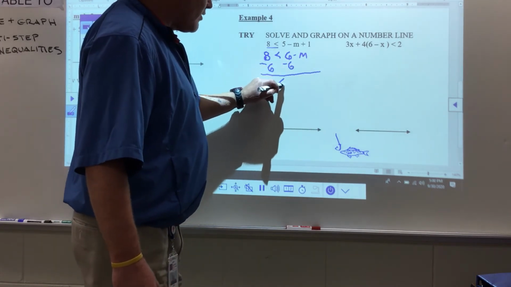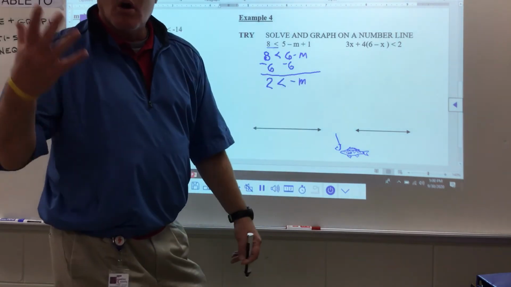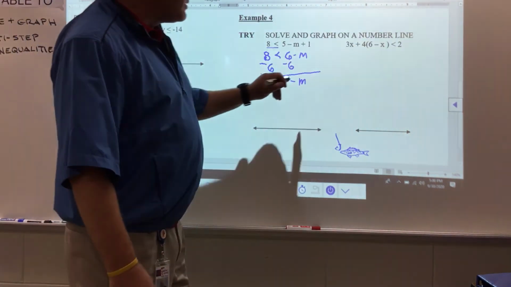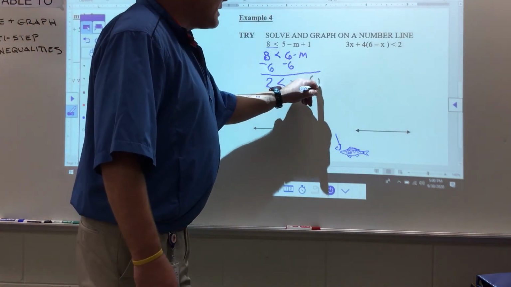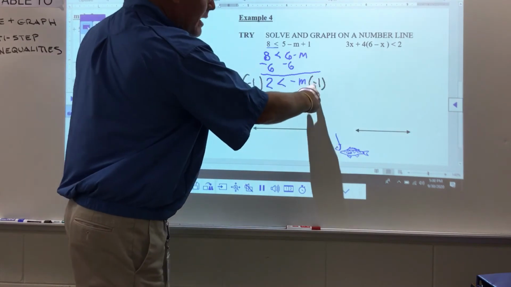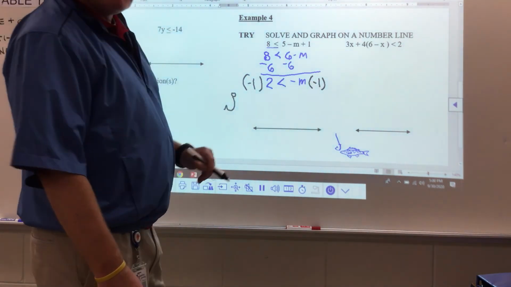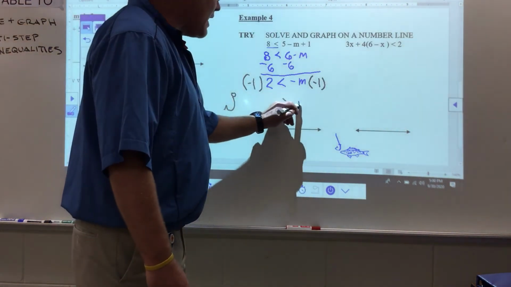Draw a line, bring down our inequality sign. We get 2 on this side. We got a negative m here. What can we do? We don't want negative m. So you have a couple options. I'm going to multiply both sides by -1. That's one trick I can use. Now, because I'm multiplied by -1, this becomes a what? Fishhook problem. So straight away I got to reverse that inequality sign.